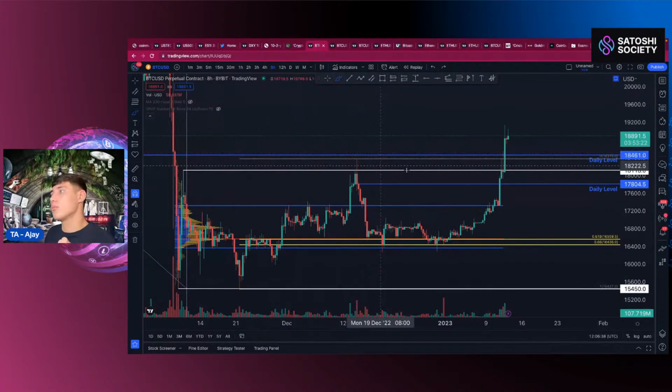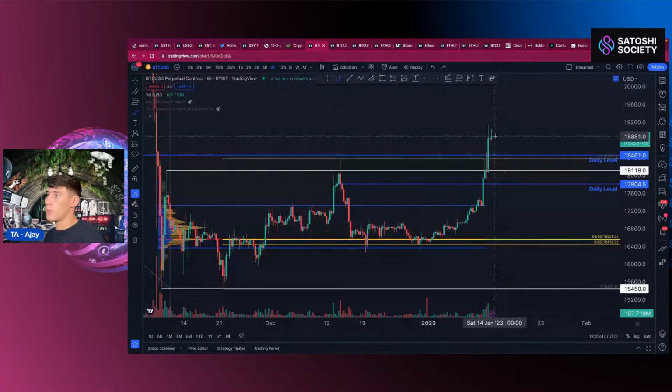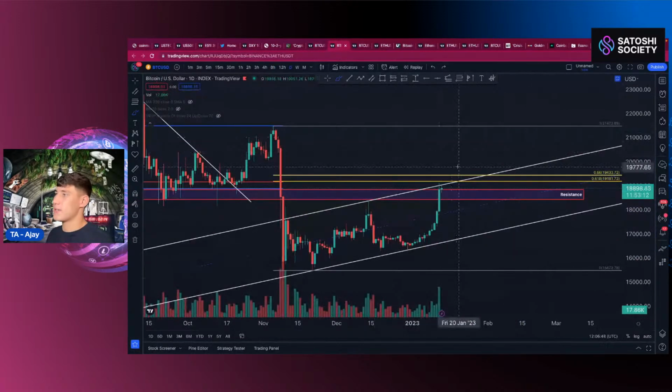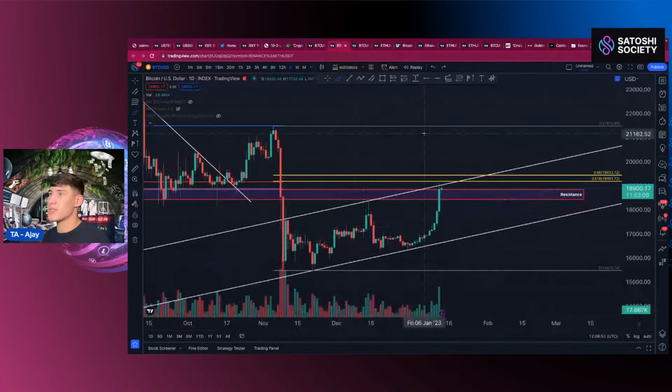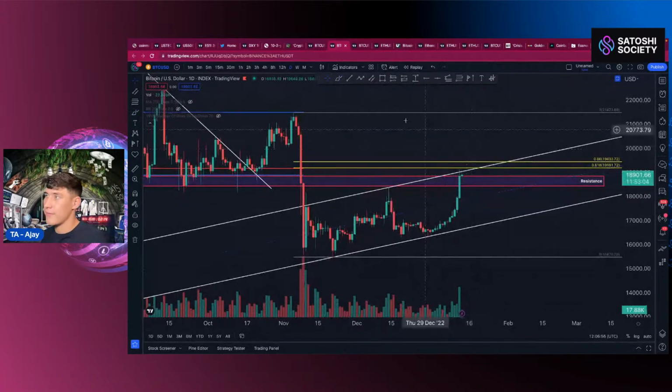But initially, it's still looking like we could come back into this range, potentially just by looking at this daily chart here. So I'm not looking at this 8-hour chart now. What I'm focusing on is this daily chart, because this is giving us the most accurate information right now. And the higher the time frame, the more accurate the signals are. So this is why I'm focusing on the daily.